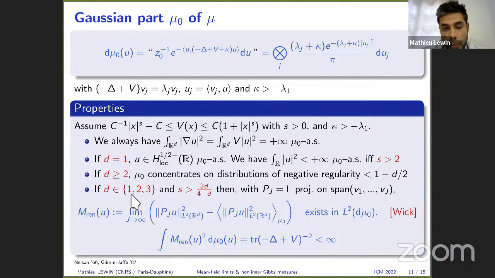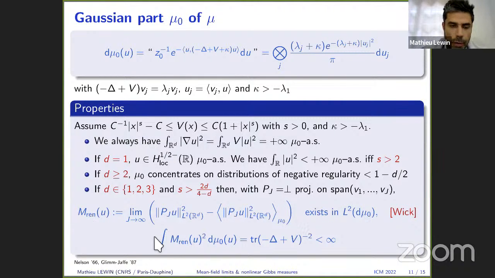However, if you stay below 4, so the critical dimension is 4, so in dimensions 1, 2, and 3, then there is a natural way, a simple way of renormalizing the mass. And the simple way is the following. What you do is you project your singular distributions over the span of the J first eigenfunctions, and then you subtract the average against your measure mu zero. Okay, so you center your variable, if you like. And then the theorem says that this actually has a limit, which is a perfectly nice function. It's in L2 of the measure.